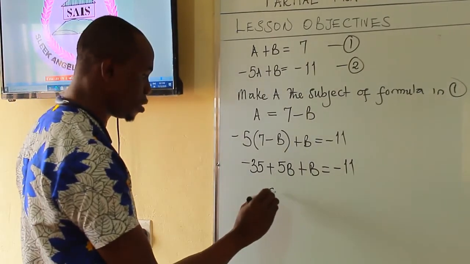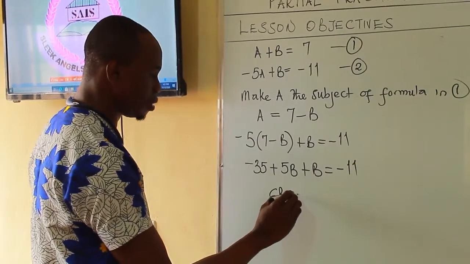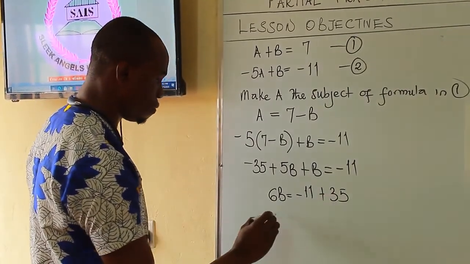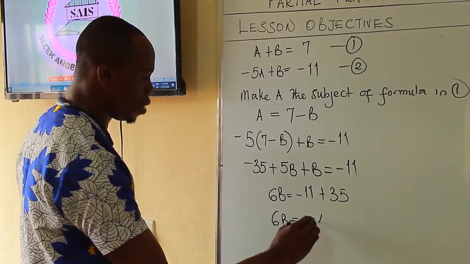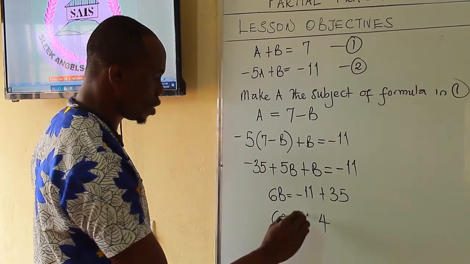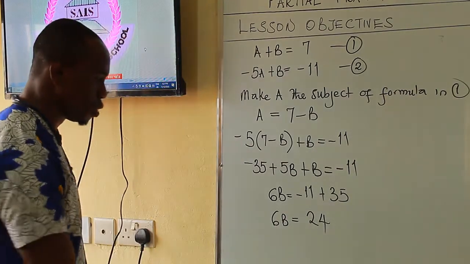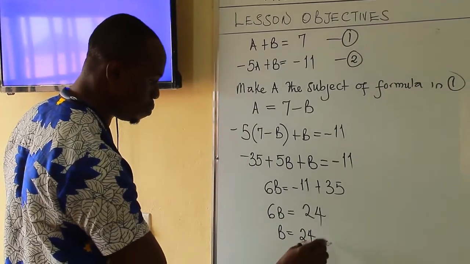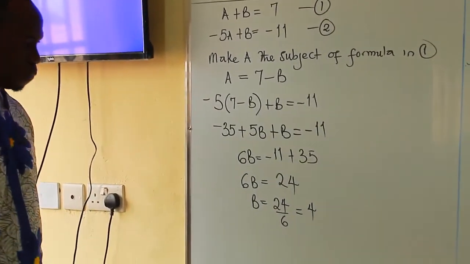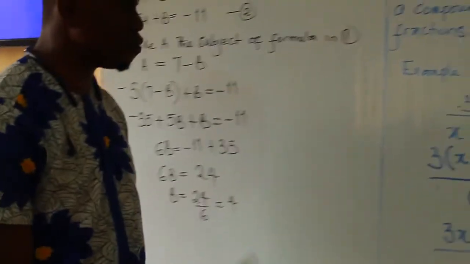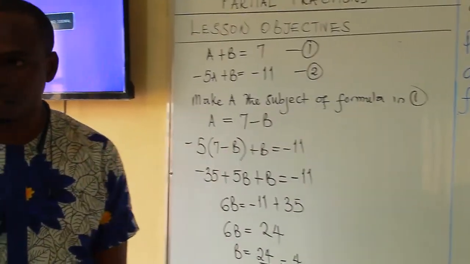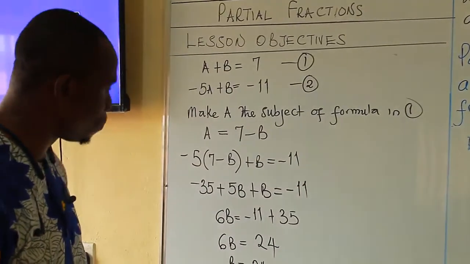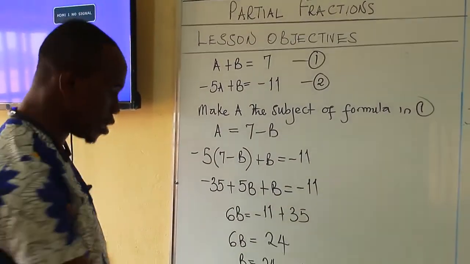5b plus b will give me a 6b, and minus 11 plus 35 will be equal to 24, plus 24. So by the time I divide through by 6, b becomes equal to 4. b has been found to be 4. I initially said that I was going to find b as 4 and a as 3. I have succeeded in finding b as 4.